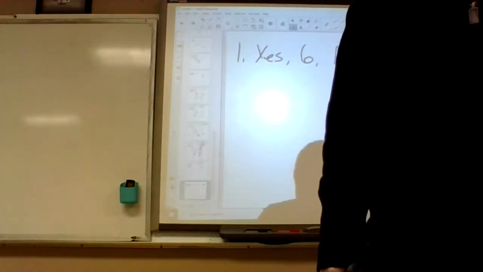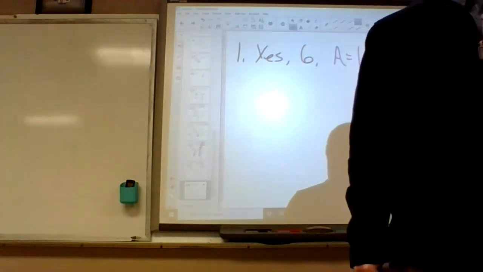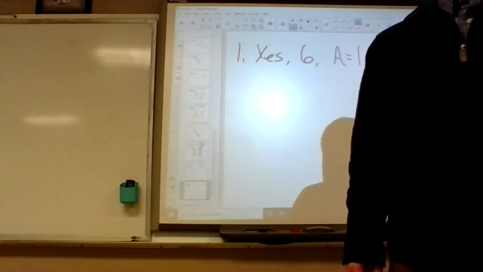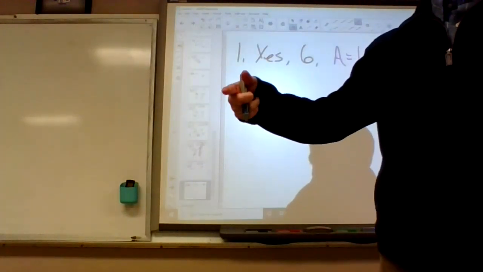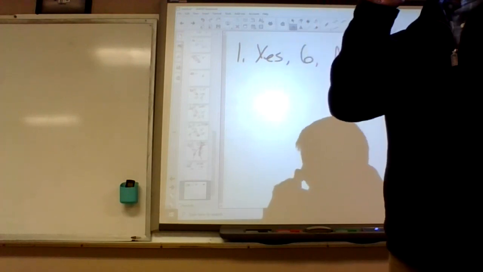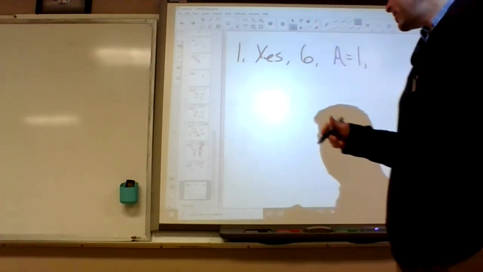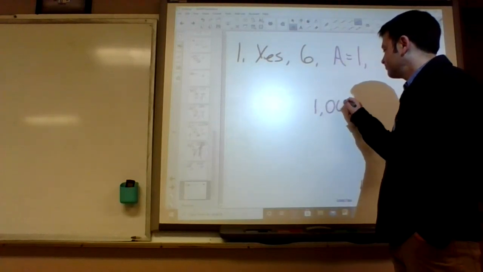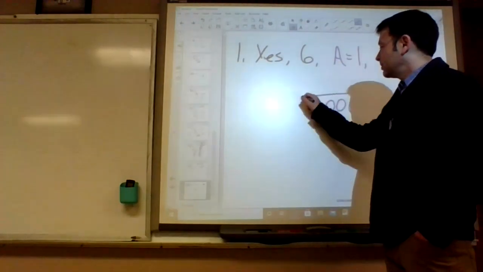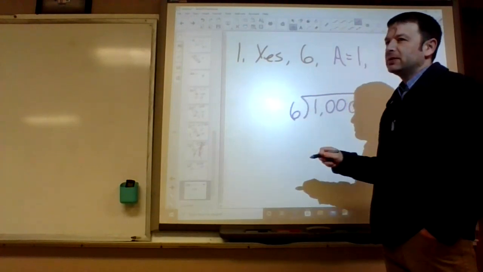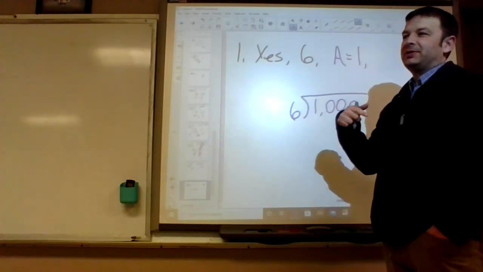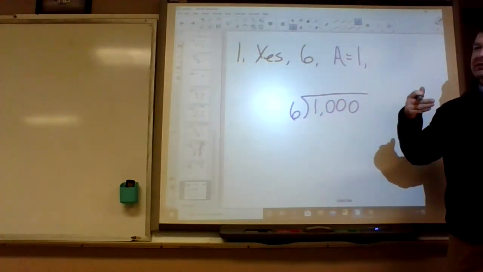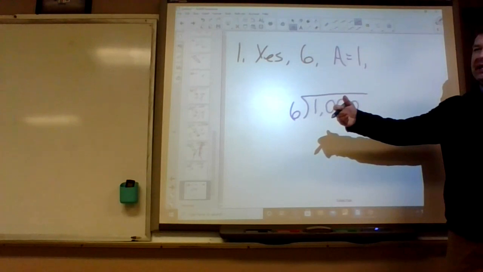Find f of 1,000. What's f of 0 for number 1? 1. Okay, and then once you get to 6, it's back at 1, right? So, anybody have an idea how we could do this? Every 6, it's going to start repeating itself. So basically, the remainder tells us how far after 6 it is.